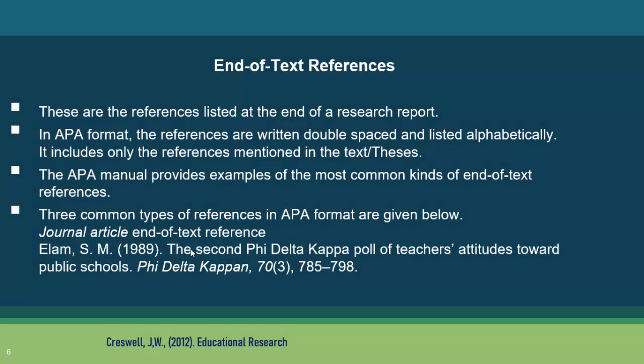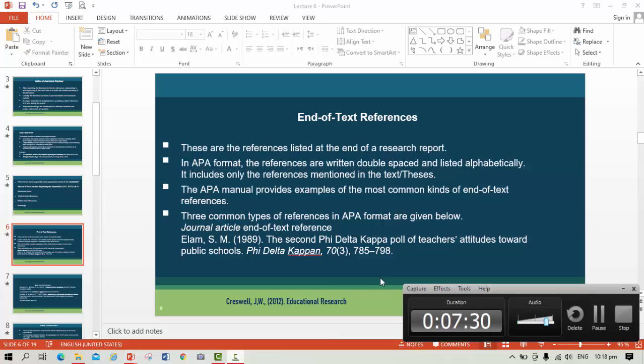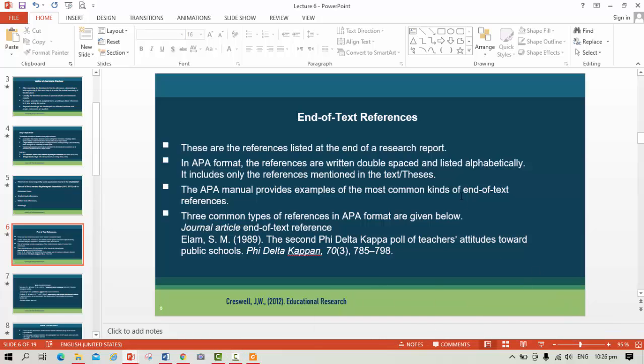End of text references are the references listed at the end of a research report. In each and every thesis, research article, journal article, or report, you will see a reference list at the end. This list is called end of text references. As we discussed, we can find a list of references at the end of each article.